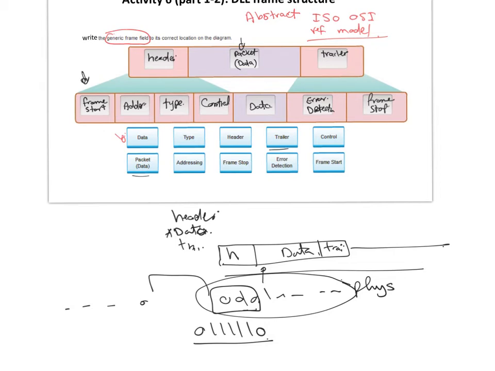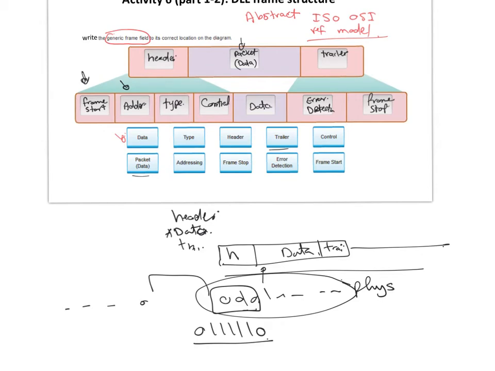Is that clear, everyone? So that's why we need to have the frame start and the frame stop. Then again we have the addressing field. So why do we have the addressing as the very first field after the frame start? Why in the beginning of the frame?